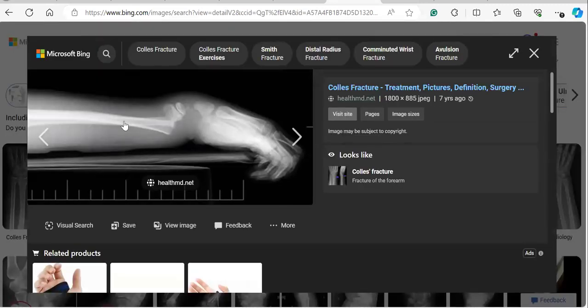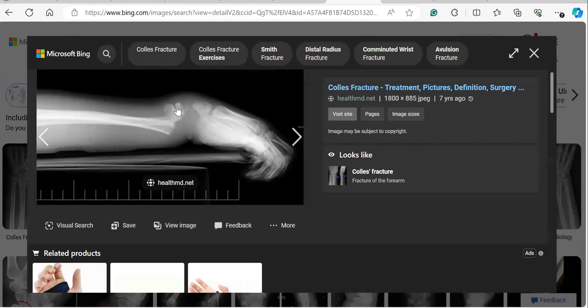This is a classic picture. You can see that this is like the best picture of the dinner fork deformity, right? You can see the posterior and lateral displacement, with a bit of angulation. And also it's a fracture of the distal 3 centimeter of the radius.